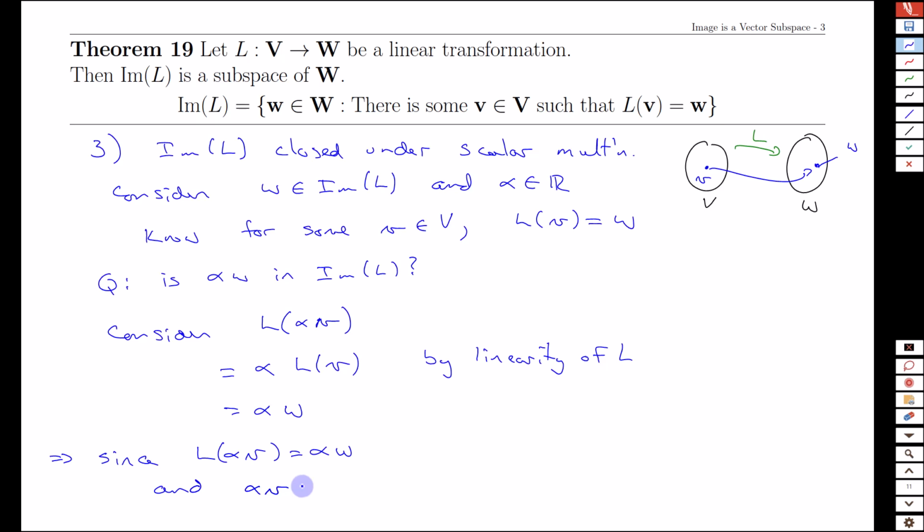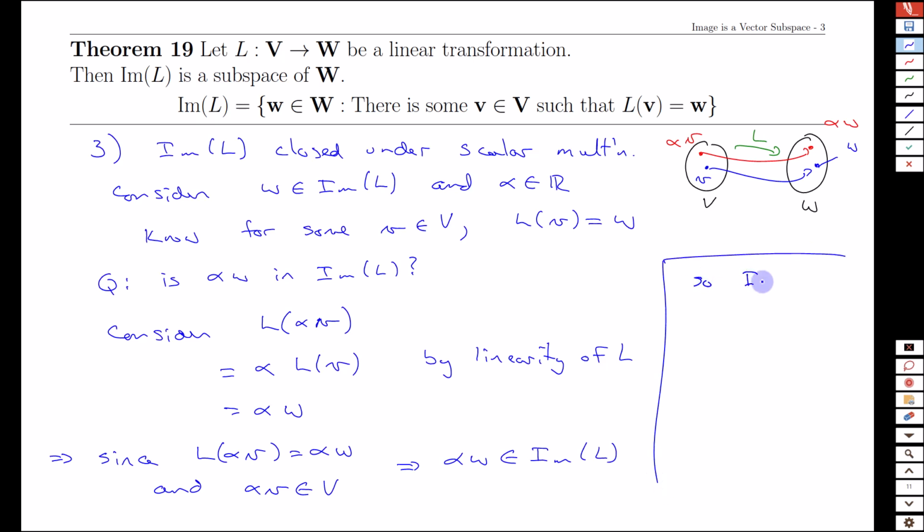and alpha V is in the input set, right? I had V, but if I scale it, I'm also staying in V because V is a subspace. Then alpha V is in V. That's the definition of being in the image. Alpha W is in the image of L. When I scale V to alpha V, I'm going to get alpha W as an output. And that means if I know W is in the output, I'm guaranteed that any scalar multiple of it's also going to be in the valid output set. And those are our three criteria for the image to be a vector subspace. And so the image of L, satisfying all three criteria, is a vector subspace.